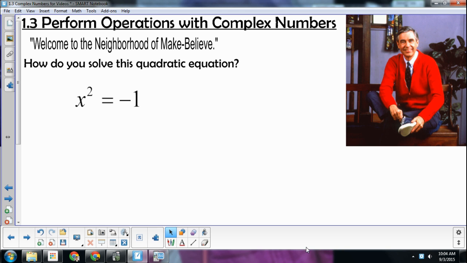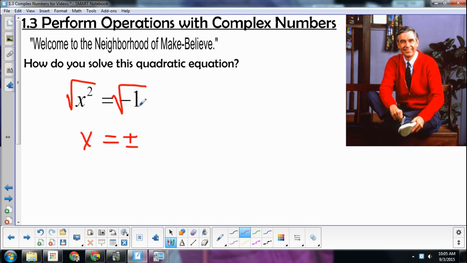Well, I know that we're supposed to take the square root of both sides in order to solve this. So if I were to take the square root of x squared and then the square root of -1, I would end up with x equals plus or minus. Now I have to wait a minute because the square root of -1 doesn't exist. Now you were probably taught a long time ago that the square roots of negative numbers never exist, because there's never a number that I can square that will then become negative.